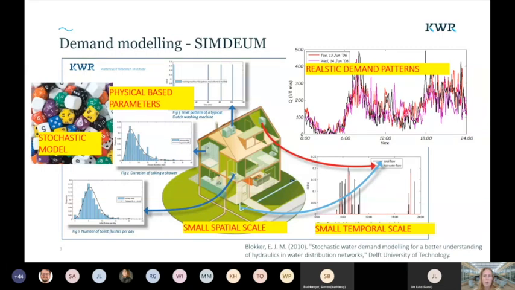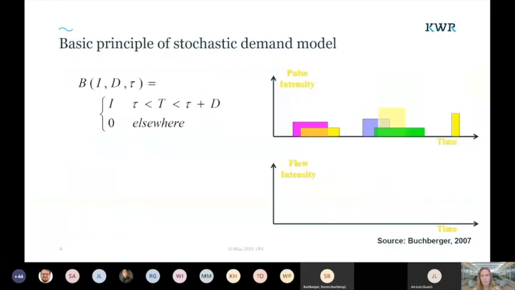It's a small spatial scale, so we have a demand model per end use because you really are modeling showering behavior differently from kitchen tap or toilet flushing. It's also small temporal scale. It's down to 1 second, and of course you can aggregate from that. And it leads to realistic demand patterns. So if you compare two measurements, you'll see that it actually leads to something useful.